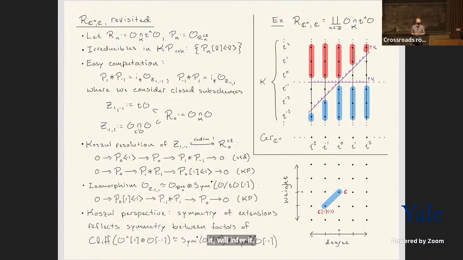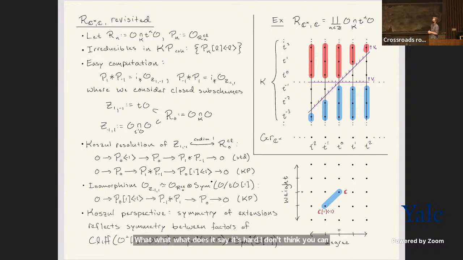Do you see this Cauchy duality in terms of cluster structure? What does it say? It's hard. I don't think you can. I don't think I can really formulate an answer to that. You need to already be looking through the lens of this t-structure in order to have a hope of seeing the clusters. So I have no interesting answer.